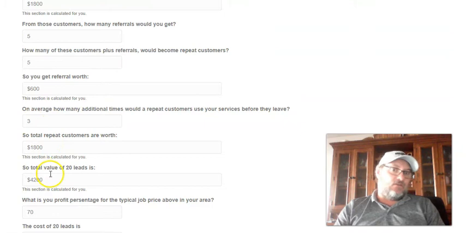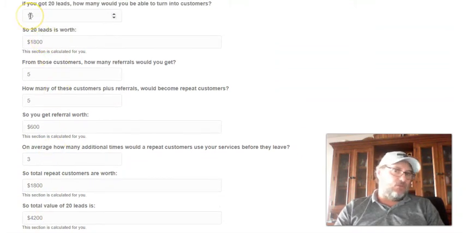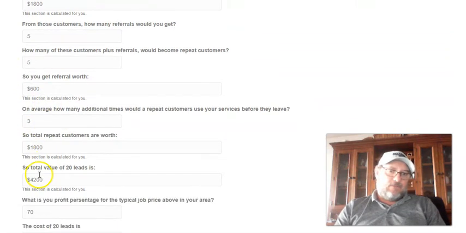So the total value of your 20 leads, when you get 15 people who become customers, you pick up 5 referrals, 5 of them become repeat customers, and those 5 repeat customers come back 3 times, is $4,200.